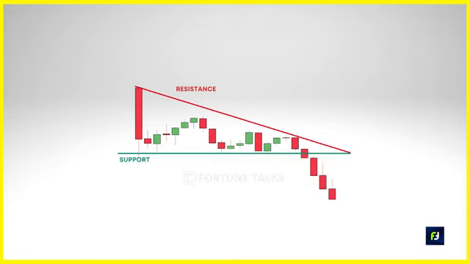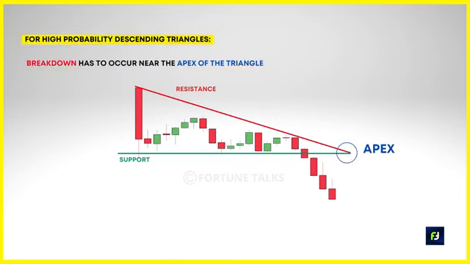Now being a bearish continuation pattern, the most common way to trade a descending triangle is to go short when the price breaks below the support level. Still, there are important things to consider if you want to find the highest probability breakout trades. The breakdown should occur near the apex of the descending triangle. Apex refers to the tip of the triangle pattern where both the trend lines meet.